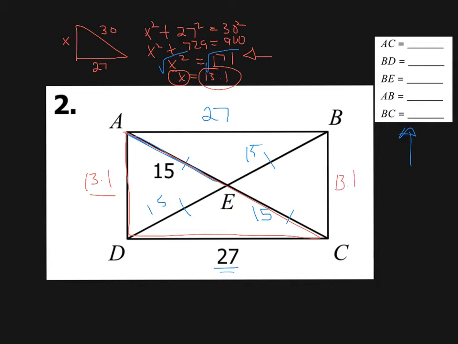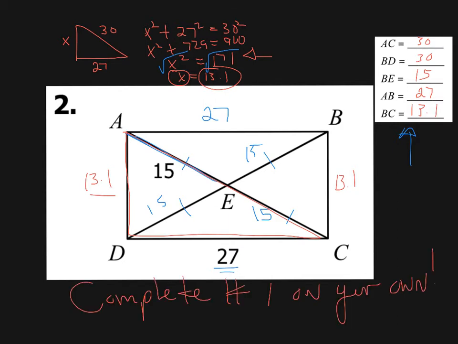So we have just about everything. Let's take a look now. What do we got? AC is 15 plus 15, that's 30. B to D is the other diagonal, so that's the same length, so we get a 30. B to E is 15. A to B is 27. And BC is 13.1. That was the one we worked the hardest for. And that's about it. Again, there are no degree marks here. These are all segment lengths. So you have enough to complete number 1 now on your own. Okay? Complete number 1, then move on with the notes.